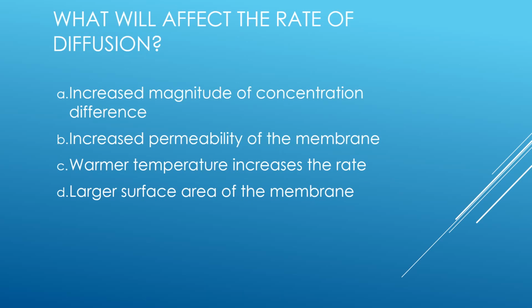There are several variables that will affect the rate of diffusion. And so these are the four that will affect it. An increased magnitude of a concentration difference will increase the rate of diffusion. So if we have, say, a very high concentration on one side and a very low concentration on the other, that greater magnitude will favor a rapid rate of diffusion.